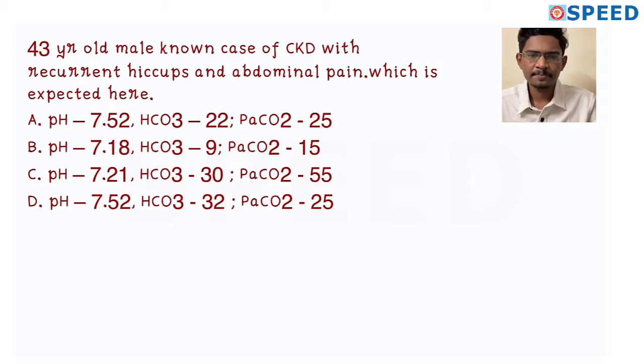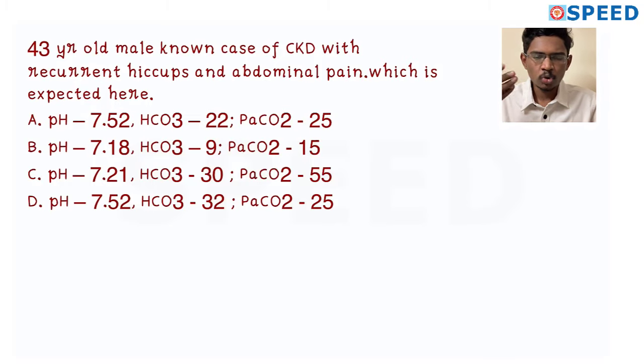Let's see, what is CKD? In CKD, if the patient is having persistent recurrent hiccups and severe abdominal pain, it means the patient might be in the stage of uremic gastritis. So uremic gastritis means uremia features are manifesting. So the stage is already stage 4 or stage 5. That means always in CKD the patient will be in a state of metabolic acidosis. In stage 1 to 3, the patient will be in normal anion gap metabolic acidosis, and in stage 4 and 5 the patient will go for high anion gap metabolic acidosis.